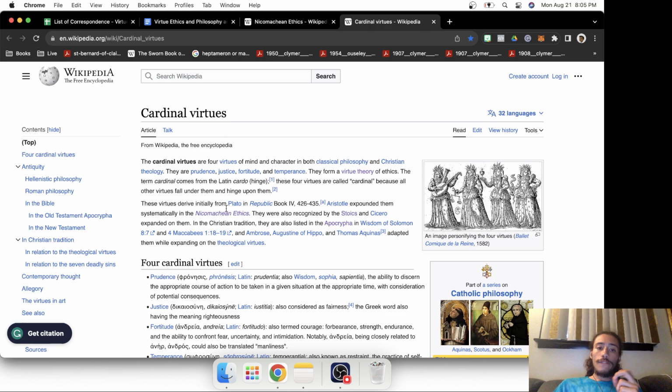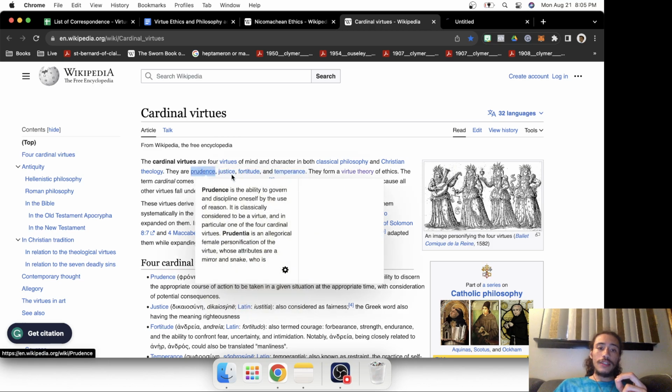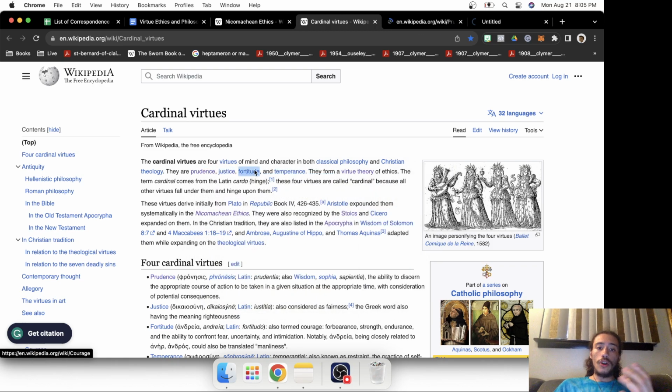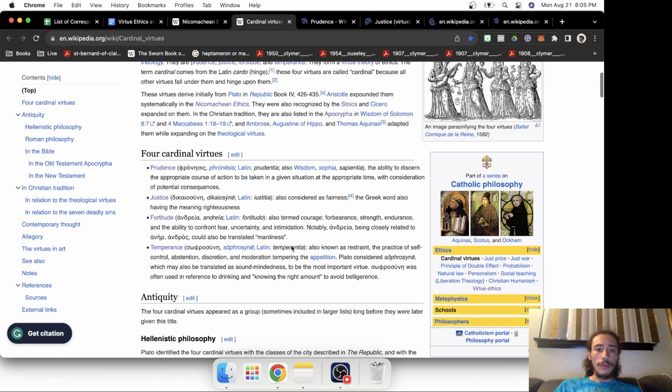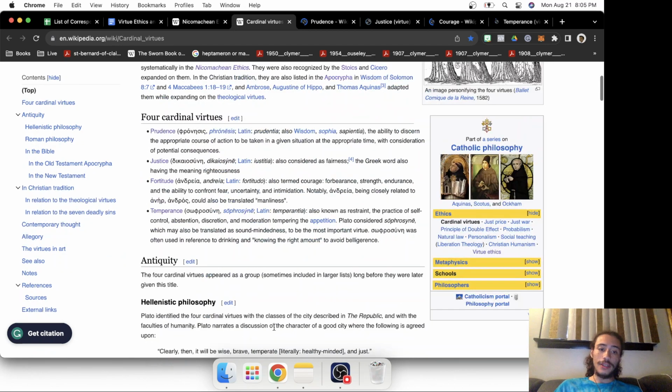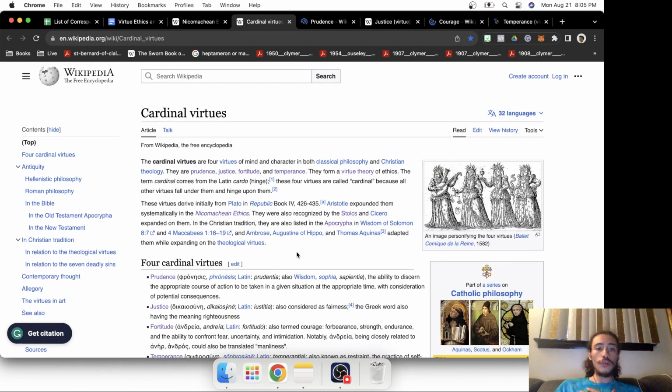So I'm going to go a little bit into the definitions of what each of these are, and a quick understanding of how I would perceive them. And it says right here a little bit too. The cardinal virtues are four virtues of mind and character in both classical philosophy and Christian theology. They are prudence, justice, fortitude, and temperance. They form a virtue theory of ethics.